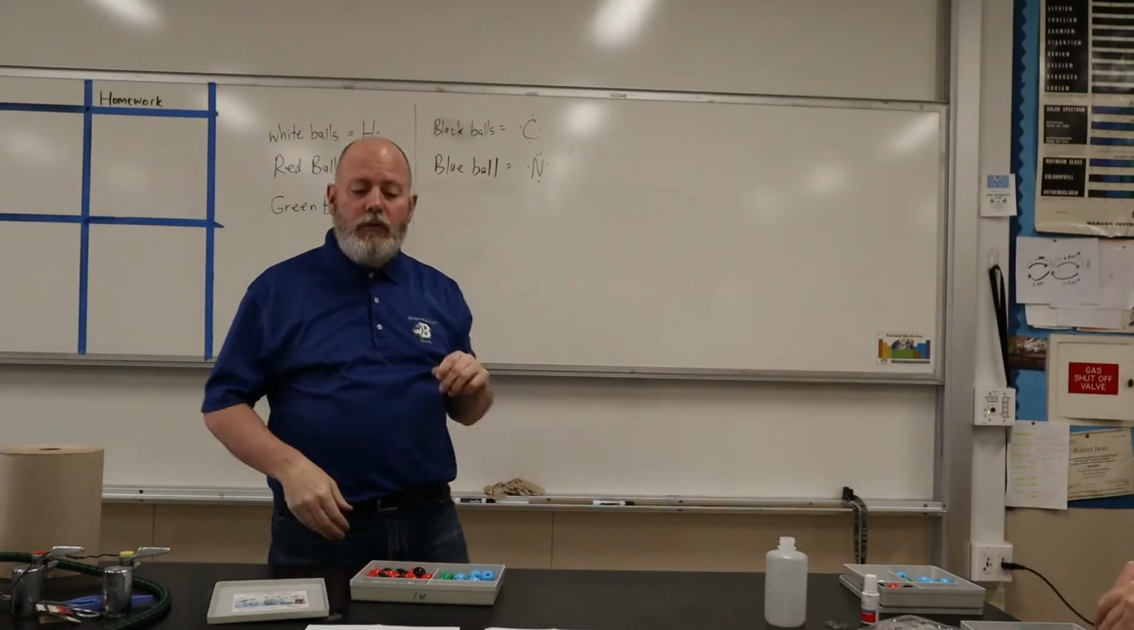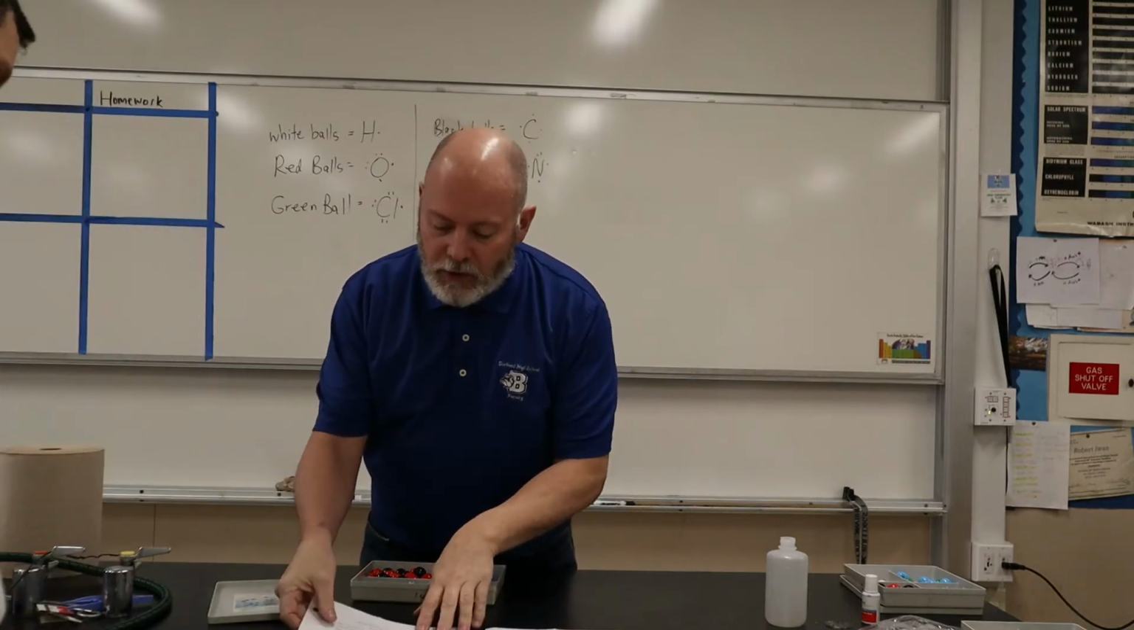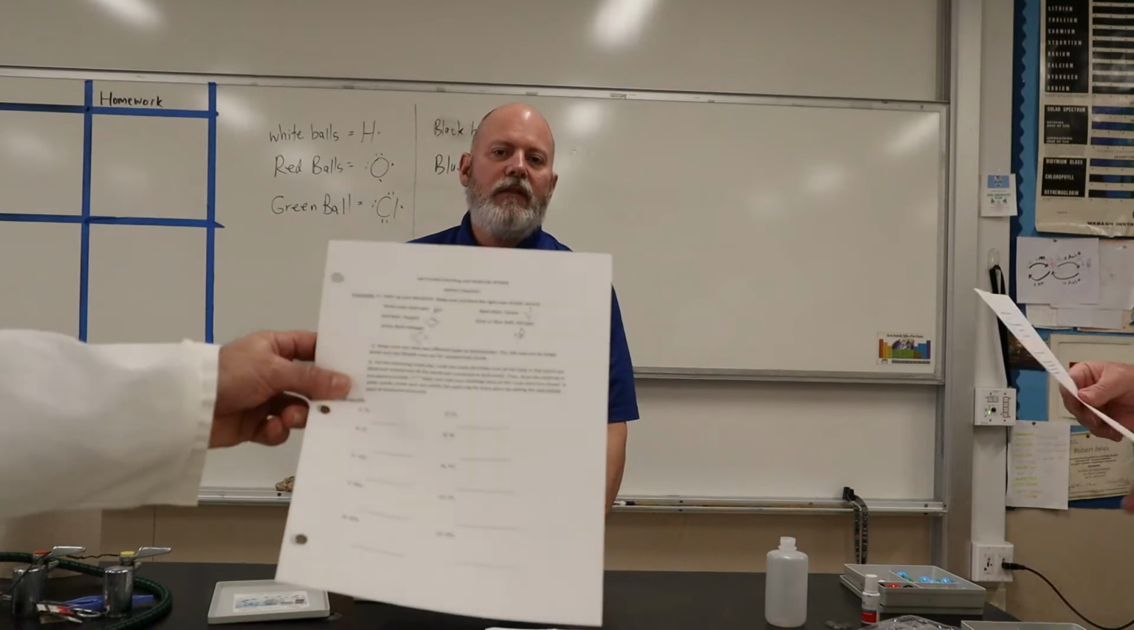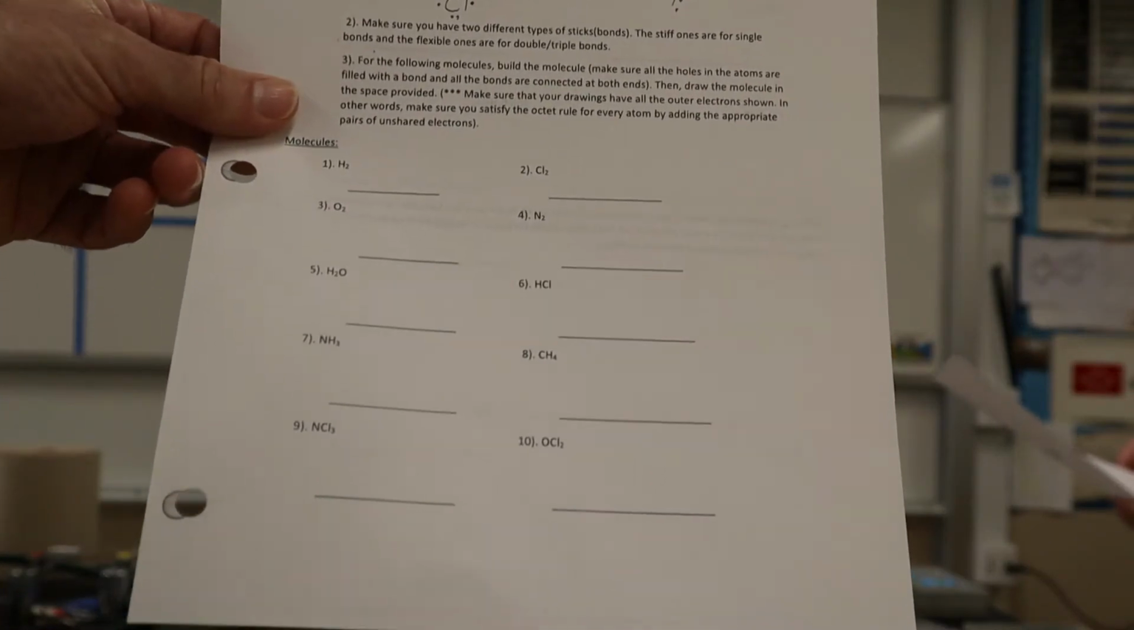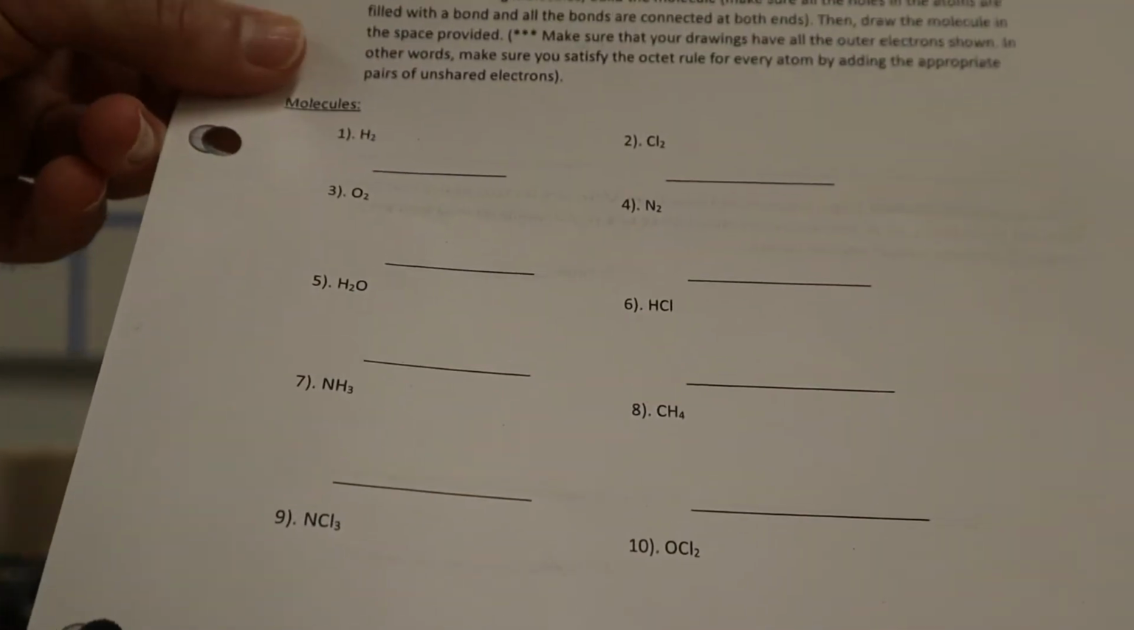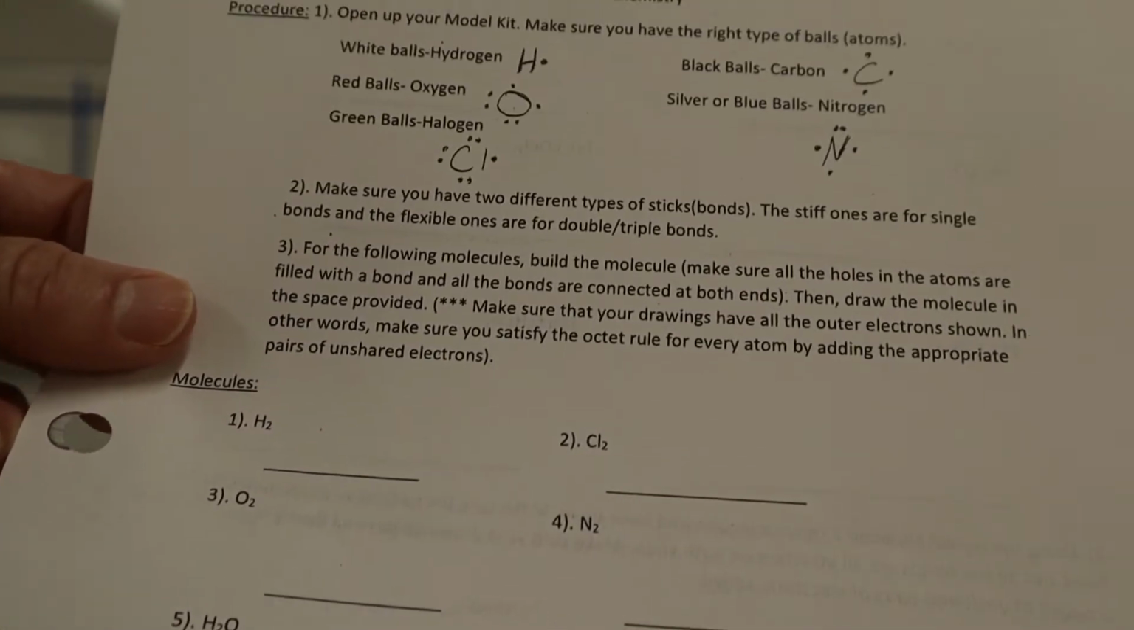So we're going to show you what to do. We are going to build these models and then draw them out. Or write them out as far as Lewis dot structures, not draw them as far as an actual artist.